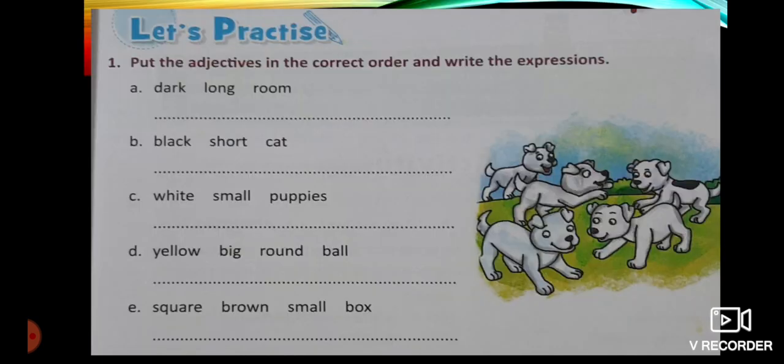Now here is an activity for you. Put the adjectives in the correct order and write the expression. A. Dark long room. B. Black short cat. C. White small puppies. D. Yellow big round ball. E. Square brown small box.